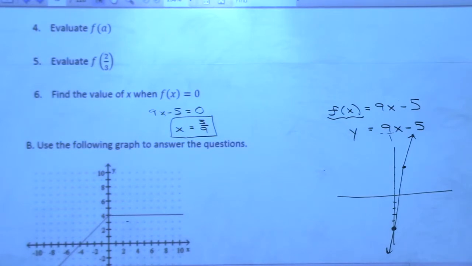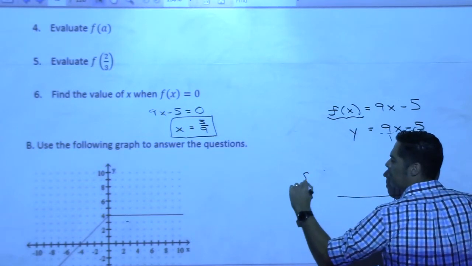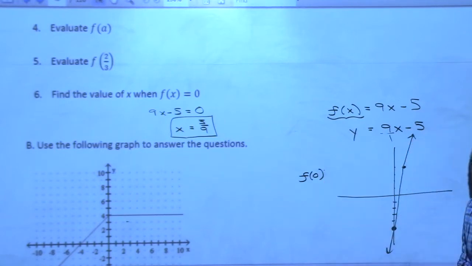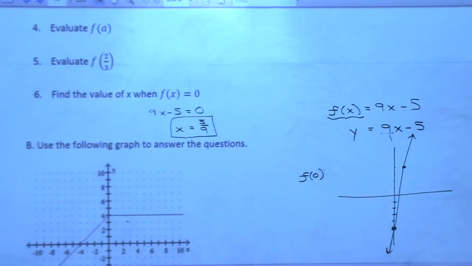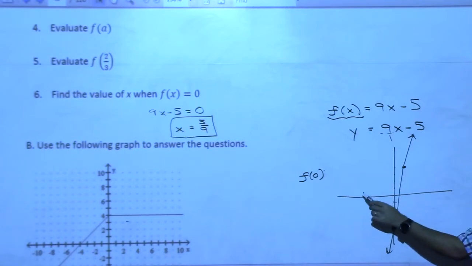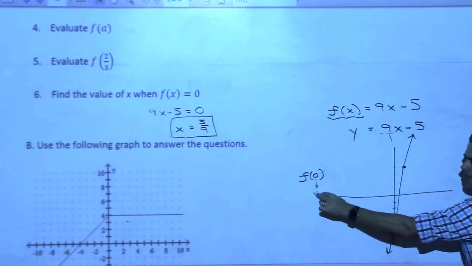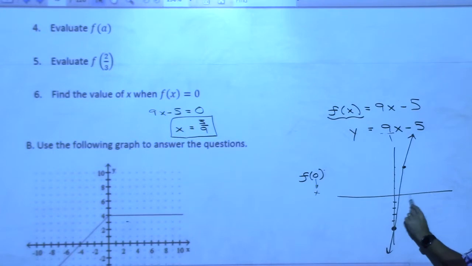So can anybody tell me, just by looking at this graph, what's f of 0? What happens when I plug in 0? What gets spit out? So this is x, right? So x is this way. If x is 0, where's our y? 1, 2, 3, 4, 5. -5, right?